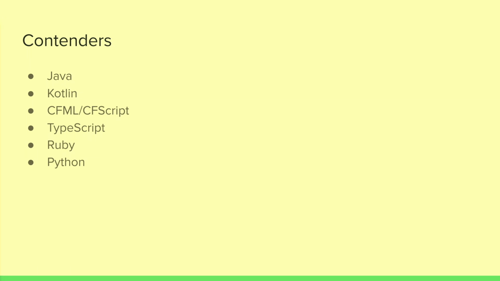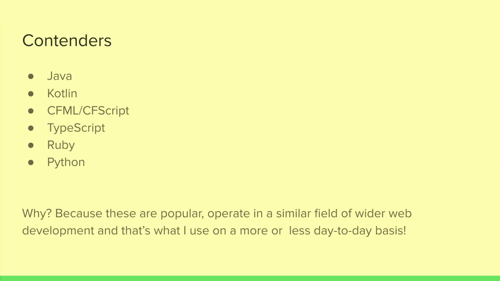So the contenders for this, to look at other technology and other stacks, are basically Java, Kotlin, CFML or classic CFML and CFScript, TypeScript, Ruby, and Python. And that's a very arbitrary choice, and I basically made that choice because A, they are popular, they kind of fit into the general things of what we're doing with CFML and BoxLang, for example, and this is pretty much what I use on a day-to-day basis.